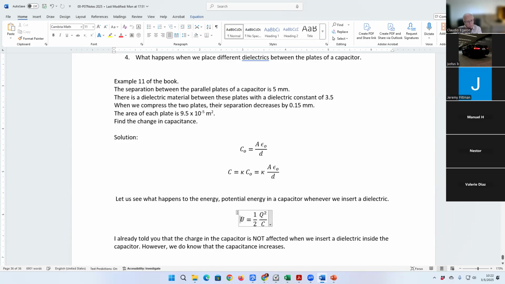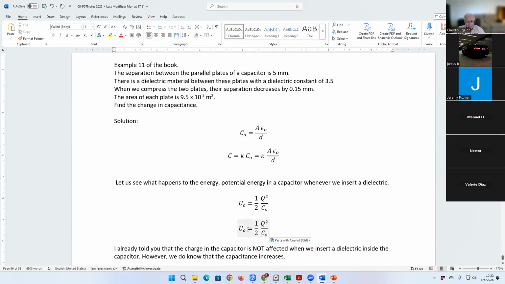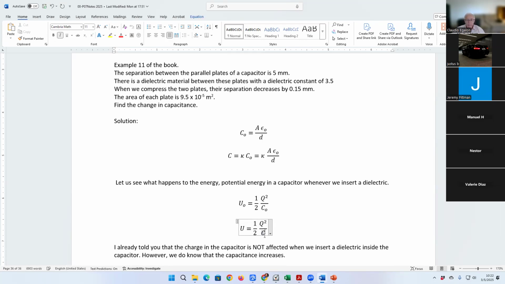So I'm going to use a simpler notation here. Instead of delta U, I'm going to use just U. U naught without the dielectric, just with vacuum or air in between the plates. It's going to be like that. With the dielectric, we use a different notation, right? Like that.